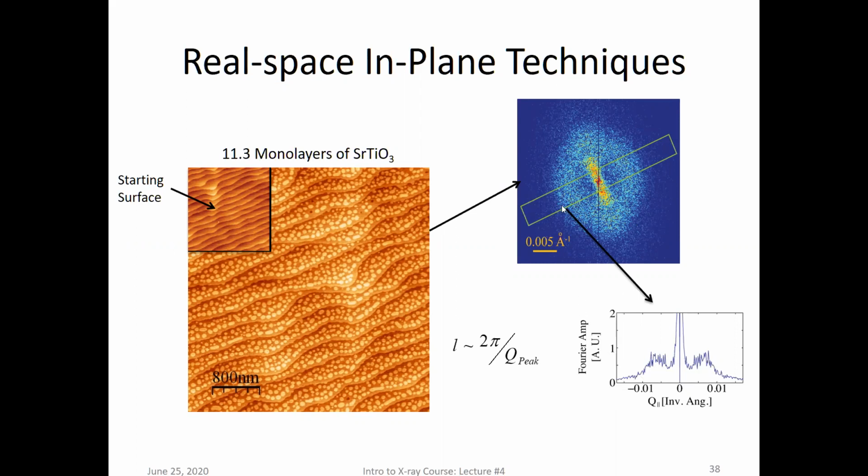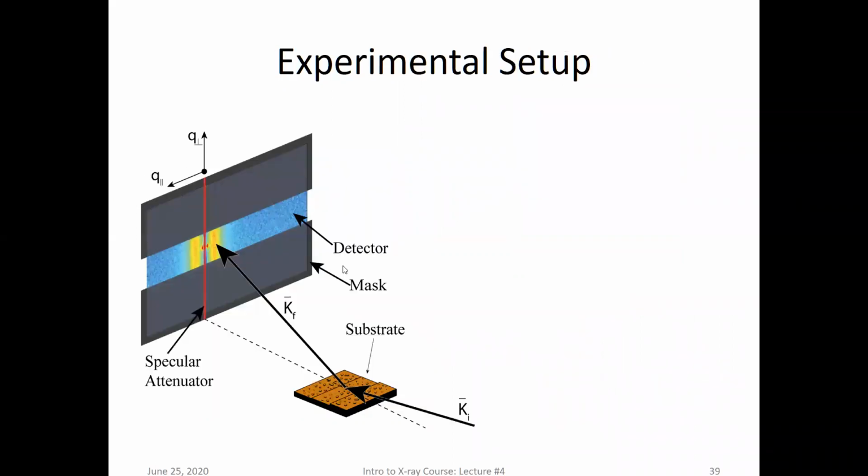What you immediately recognize is that the separation between islands is something like 2 pi over the peak location. This is the most probable distance. The reason we have a ring is because there's a well-defined average distance between objects on the surface.